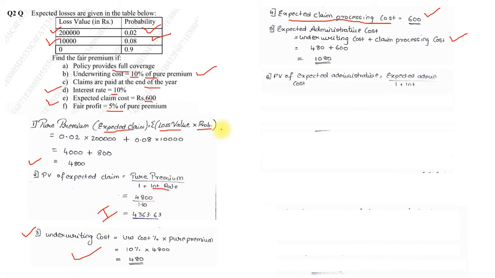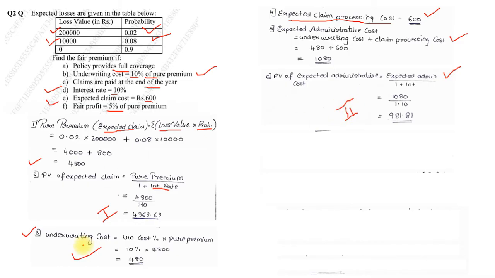The next step is PV of expected administrative cost. We found the administrative cost. Now you need to find the PV. So very simple. Expected administrative cost divided by 1 plus interest rate. Interest was 0.1 or 10%. So expected admin cost was 1080. So 1080 divided by 1.10, we will get the value as 981.81. Okay. So now this I will name it as Roman number 2. This is my second value that I needed to get.